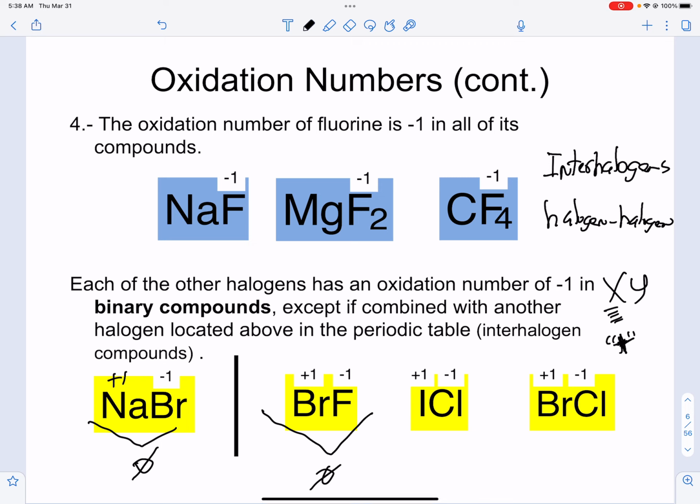So rule number 1, all elements are always 0, even if they're diatomic. Rule number 2, the oxidation number of an ion is the same as the charge. Rule number 3, hydrogen is always positive, oxygen is always 2 negative. Hydrogen can be -1 with a metal, and oxygen can be -1 when it's a peroxide. And then the halogens, fluorine is always -1. And if you have two halogens together, the one closer to fluorine is going to be the -1.